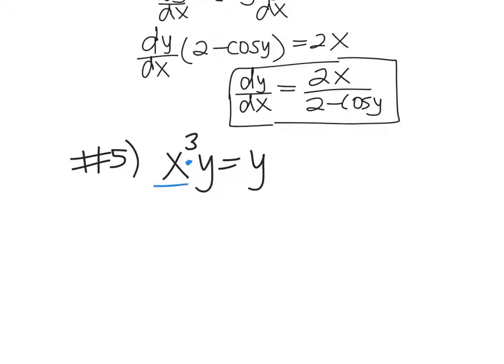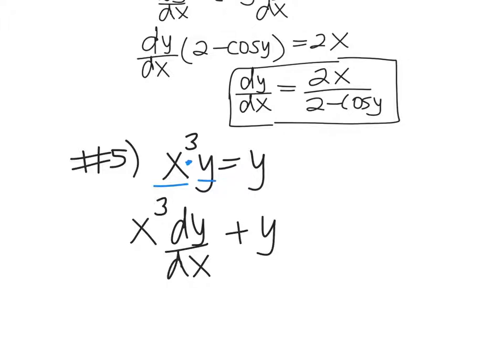This is A and this is B. So here we go. Are you ready? We're going to go A times B prime. So A is x cubed. B prime is dy dx plus B times A prime. So B is y. A prime is 3x squared. And this is equal to the derivative of y, which is dy dx.